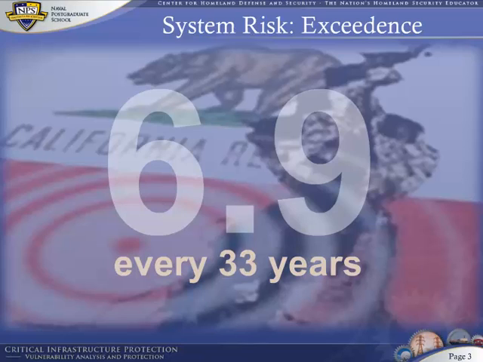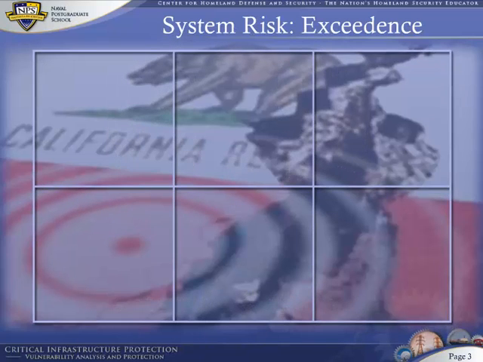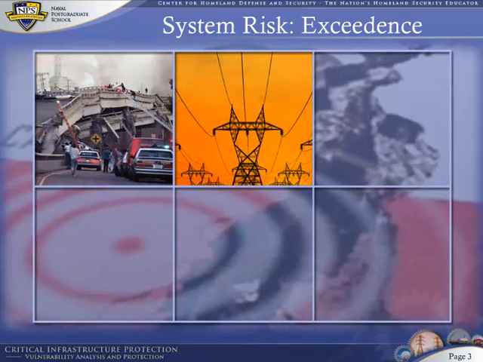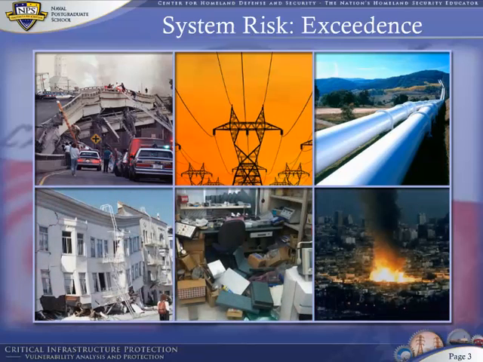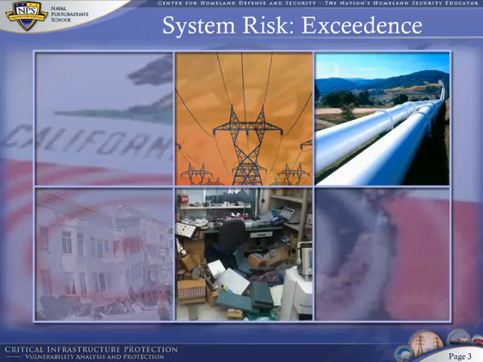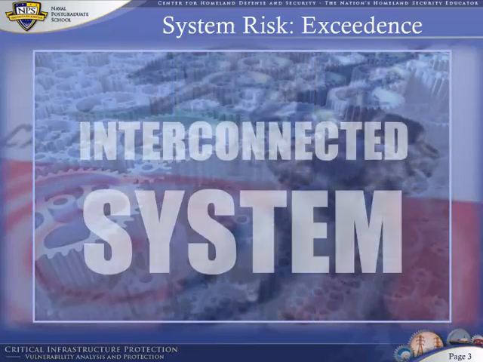Earthquake loss is a system loss because it involves many components that make up civilization. In Northern California, that means freeways, power grids, water pipelines, homes and offices, and factories. These components are part of an interconnected system.